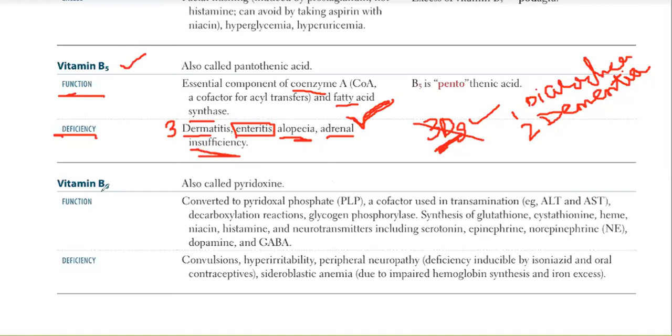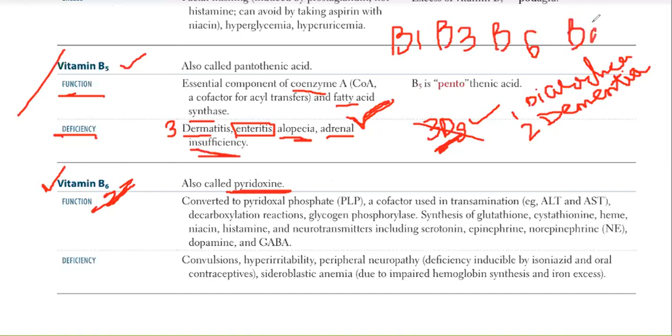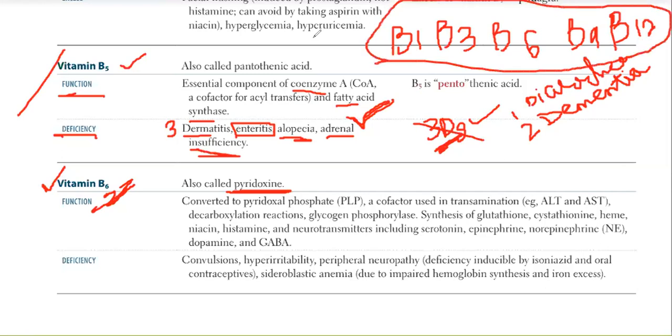So next we have vitamin B6. The vitamin B6 is pyridoxine. They don't ask much MCQs on B5. On the contrary, B6 is really important. So the important vitamins in B complex asked in MCQs are B1, B3, B6, B9, and B12. So you have to focus on these vitamins more. That is why I will be paying more time and attention on these vitamins.